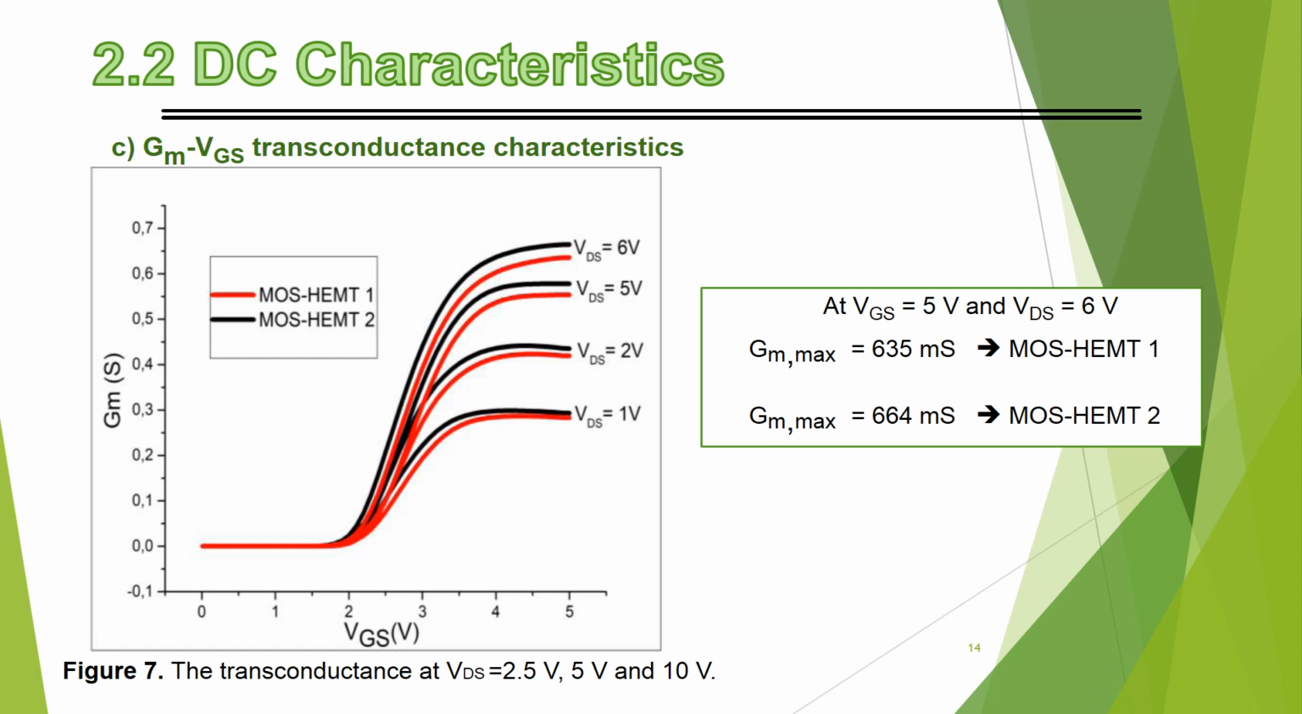Then we have the transconductance characteristics shown in figure 7, calculated from the derivative of the IDS-VGS curves at fixed VDS. The peak extrinsic transconductance was 635 millisiemens and 664 millisiemens at VDS equals 6 volts for the single and double barrier MOSHEMT, respectively.